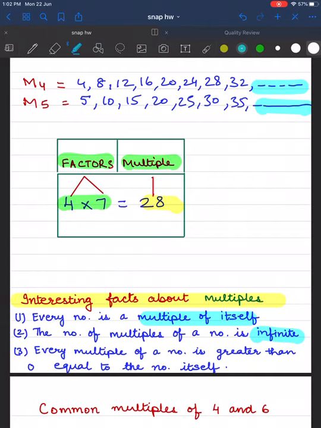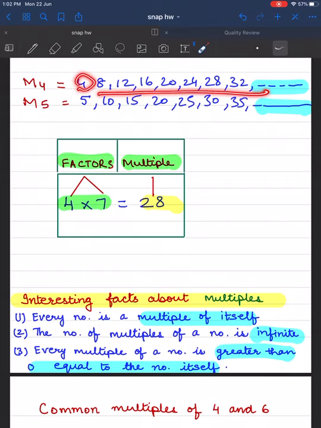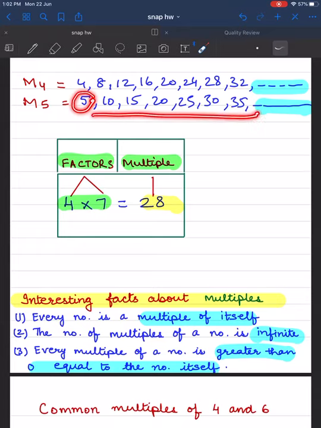Third, every multiple of a number is greater than or equal to the number itself. So here you can see 4 is equal to the number and all other multiples are greater than 4. Here also 5 is the smallest multiple, equal to the number, and all other multiples are greater than 5.